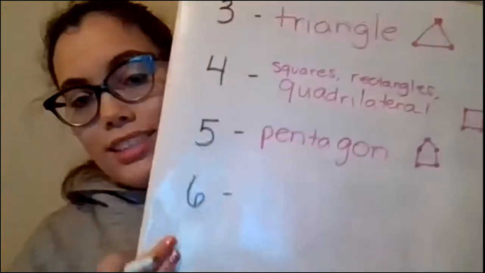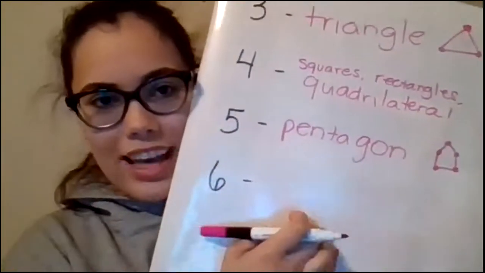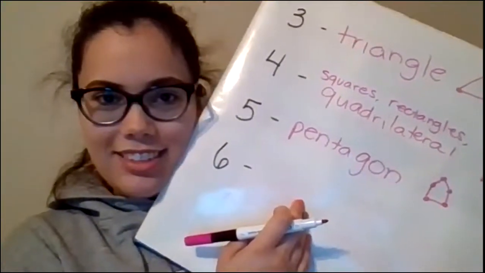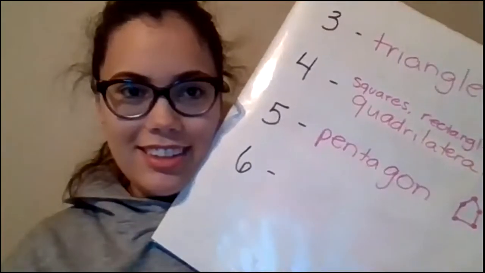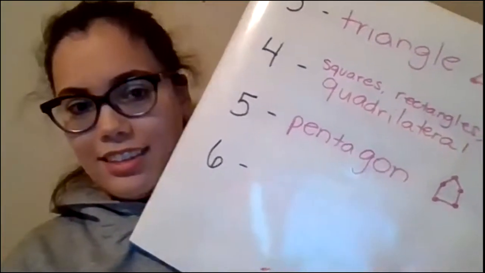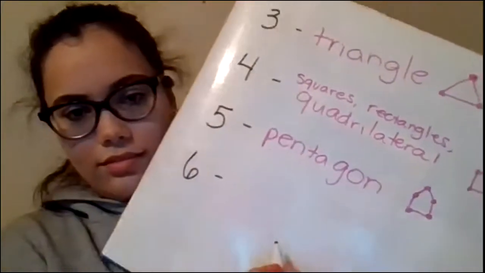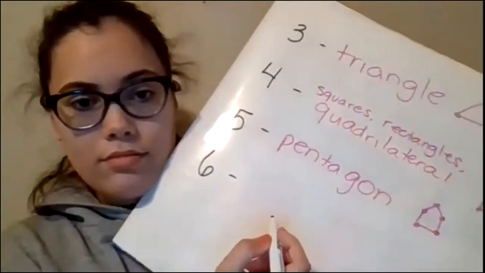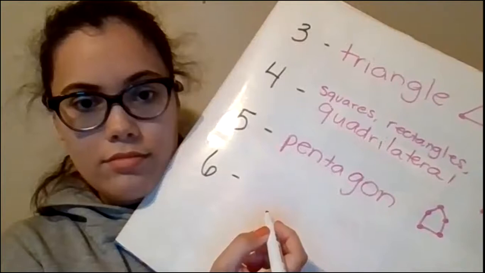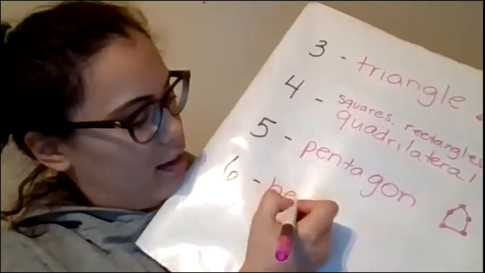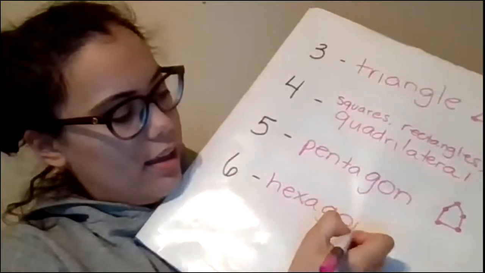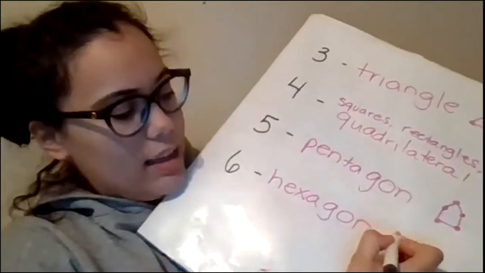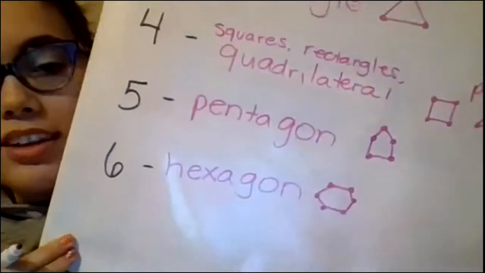All right, and then 6 sides and 6 angles. What's that one called? I see Logan with a hand up. Remember, if you missed this, you should be taking notes right now. Yes, Logan. A hexagon. You got it. Good job, Logan. That was a bad hexagon, but it's okay. It still has 6 sides and 6 angles.